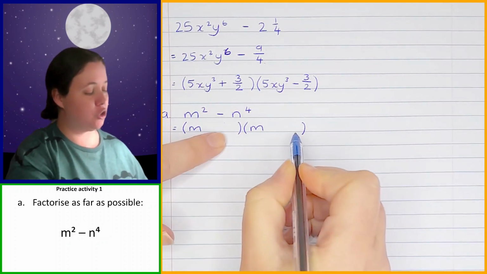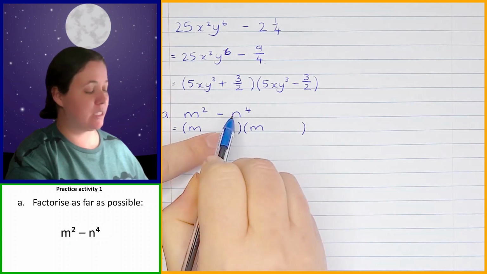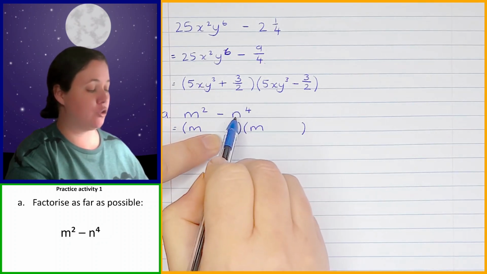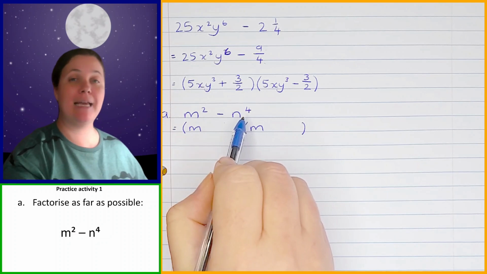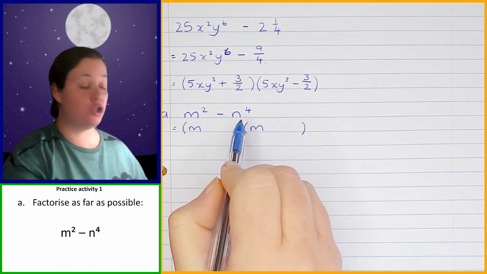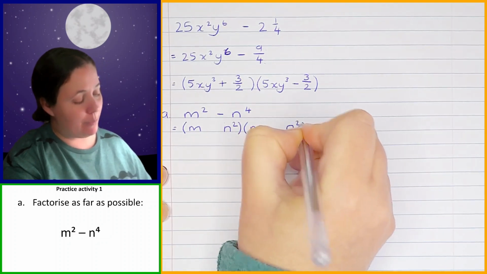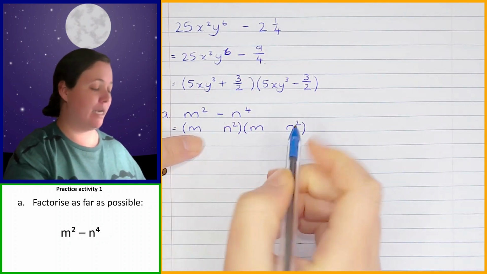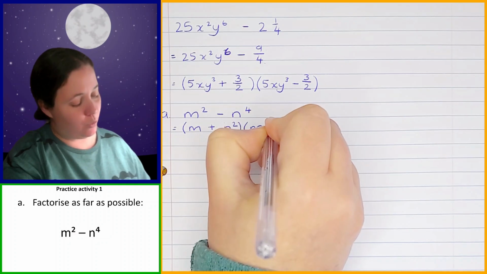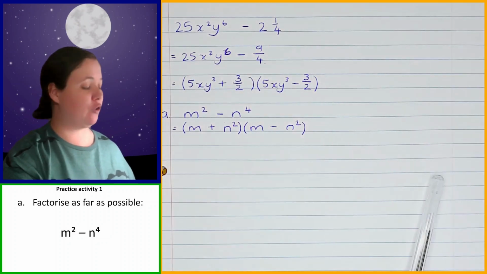Then the last term in each of the brackets is going to be the square root of the last term here. So the square root of n to the power of 4, again, I'm going to divide the exponent by 2. So that gives me n squared. And then my brackets get a plus and a minus. So one of them gets a plus, and the other one gets a minus. So that's what you should have got for that question.